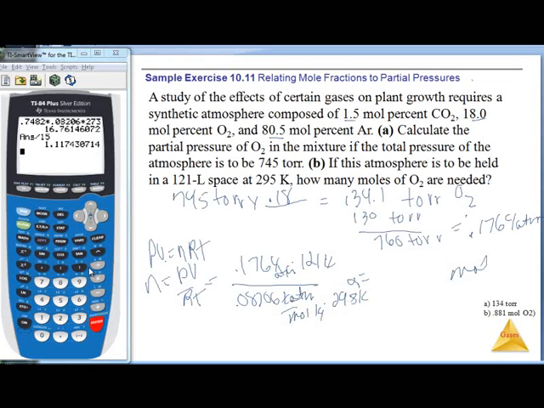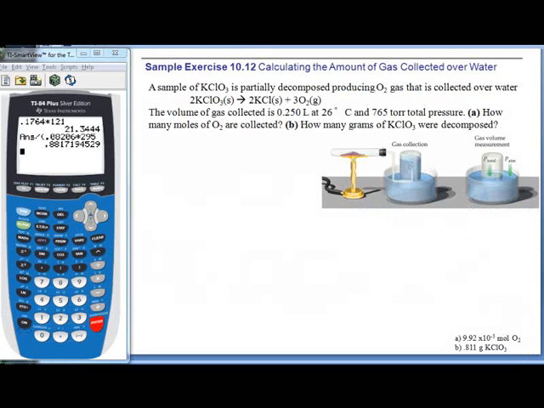And if I plug and chug, I will get 0.1764 times 121 equals, divide by parentheses, 0.08206 times 295, close my parentheses, and I get 0.881 moles, and it looks like I've got enough information to give me just 2 sig figs. So it's 0.88 moles of oxygen. Okay.